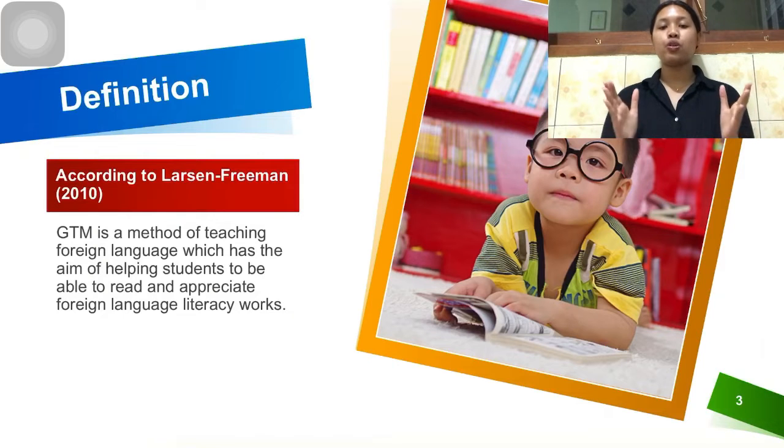According to Larsen-Freeman 2010, GTM is a method of teaching a foreign language which has the aim of helping students to be able to read and appreciate foreign language literary works. You must be familiar with the learning method of translating like GTM, right? This method emphasizes teaching language rules through reading and writing more than listening and speaking skills. So this method will make students love reading and writing more, to develop their vocabulary and translate from their mother tongue into the foreign language. It is used for beginners or usually in elementary schools.